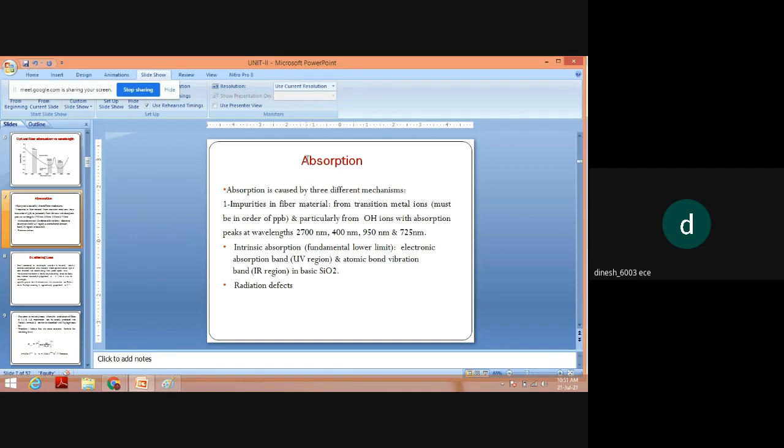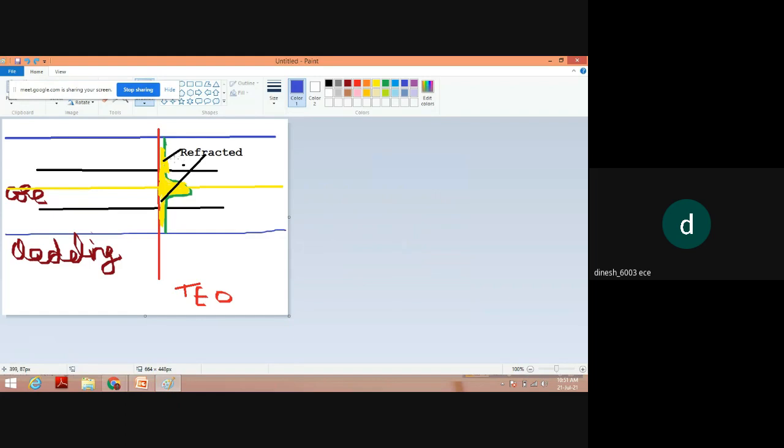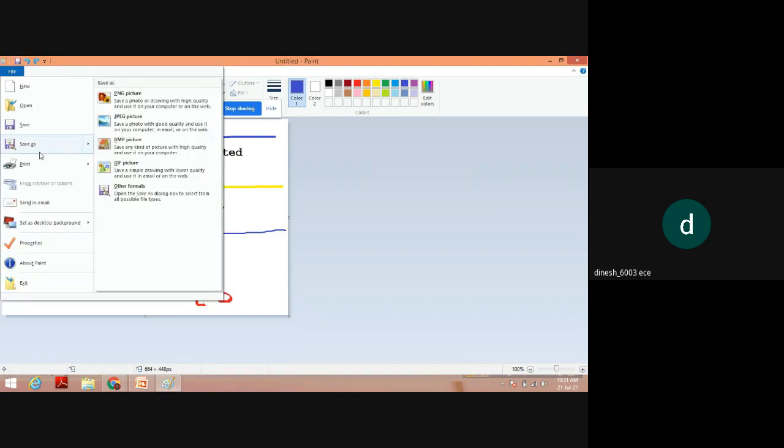So due to this refraction, or the refracted signal which is passing into the cladding, the phenomenon of absorption occurs. Meaning that this cladding will absorb some optical wave. The outer jacket or the buffer will also absorb some optical wave. All of this is due to absorption. Okay.